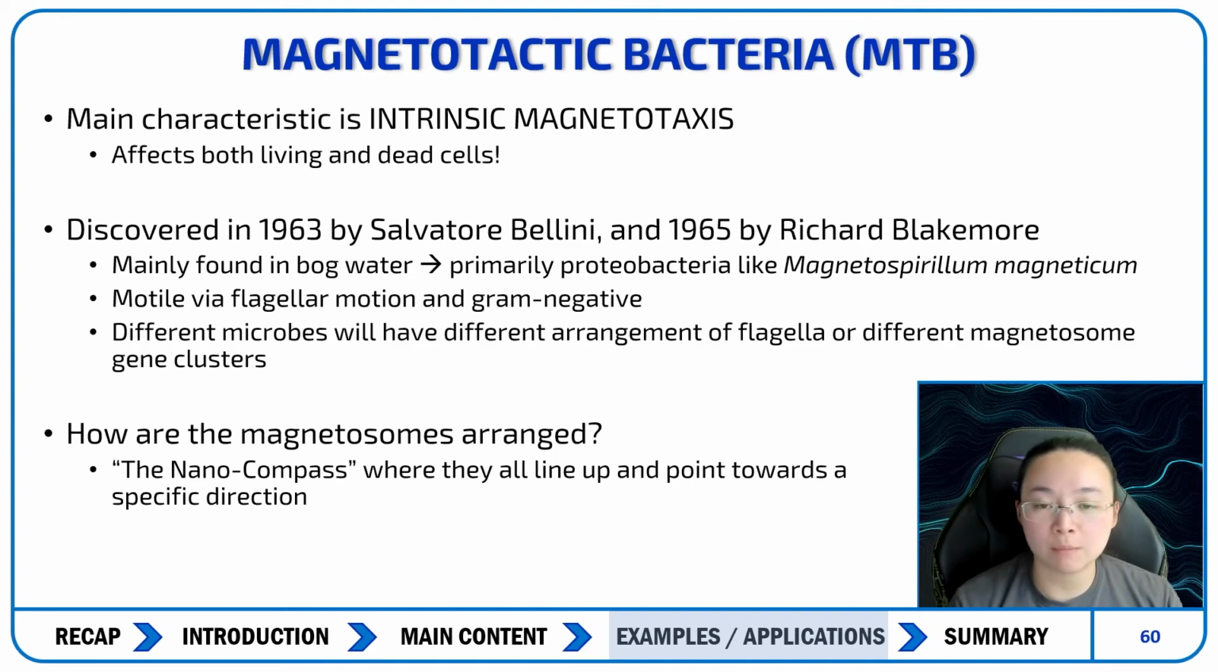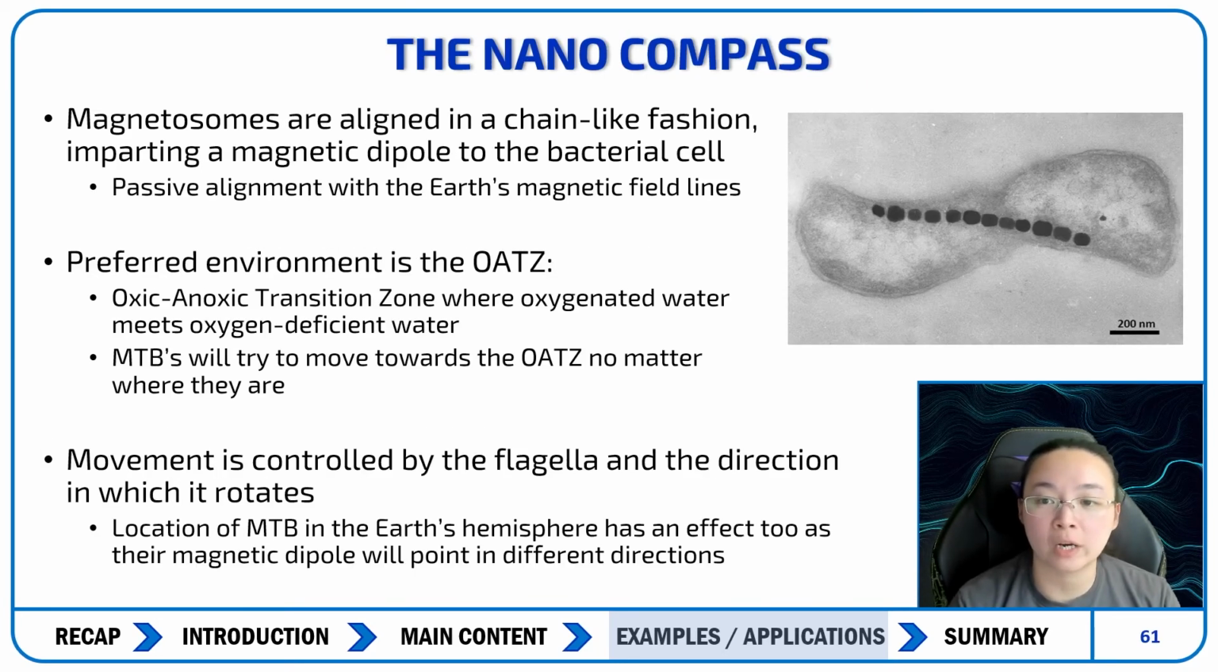So how are these magnetosomes arranged? We call this arrangement the nanocompass, where they all line up and point in a specific direction. They don't each point in different directions. They all align properly within the bacteria itself in one sharp needle that points towards the direction of motion. So magnetosomes are aligned in a chain-like fashion, imparting a magnetic dipole to the bacterial cell. In this case, I don't know which direction it's supposed to be in, but let's just say it's towards the right. The scale is 200 nanometers, but we have a cell within the bacteria and all of its magnetosomes are pointing towards one direction.